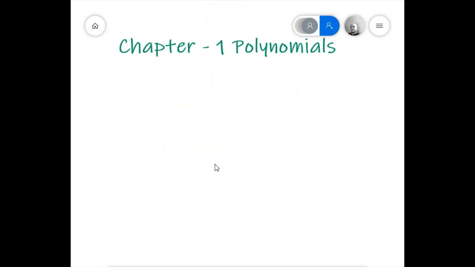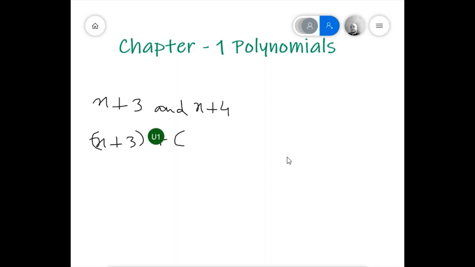Suppose I ask you to add x plus 3 and x plus 4, so how will you do this? Because you are being asked to add, we will put a plus sign in between the two expressions, as the question is asked, and then open the bracket. So it becomes x plus 3 plus x plus 4.